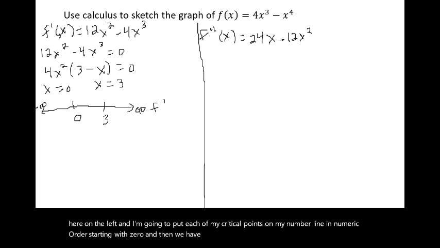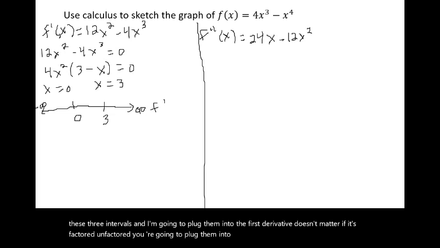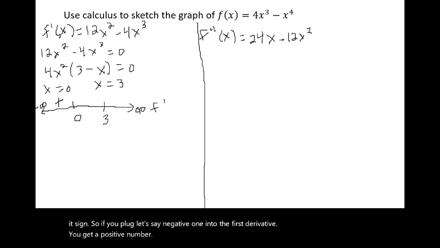Then I'm going to pick test points in each of these 3 intervals, and I'm going to plug them into the first derivative. Doesn't matter if it's factored, unfactored, you're going to plug them into the first derivative, and all you care about is its sign. So if you plug, let's say, -1 into the first derivative, you get a positive number. If the first derivative is positive, the function is increasing.